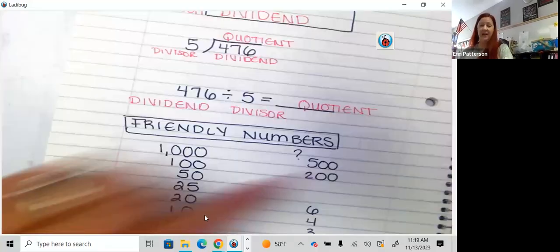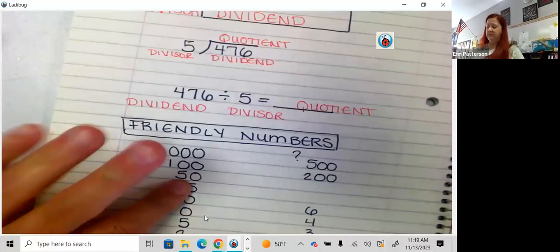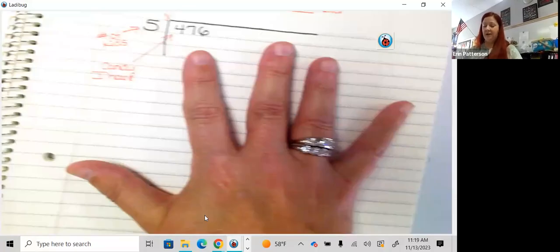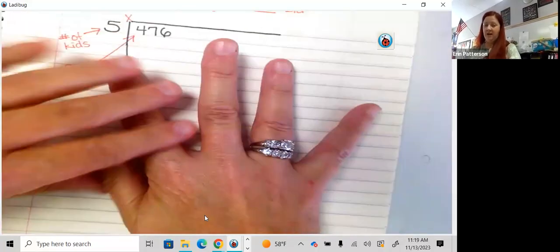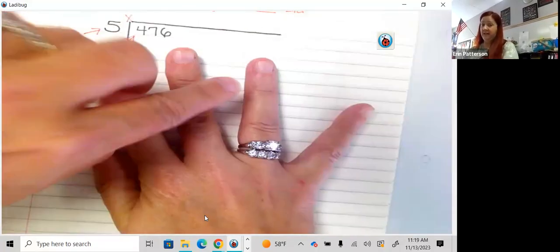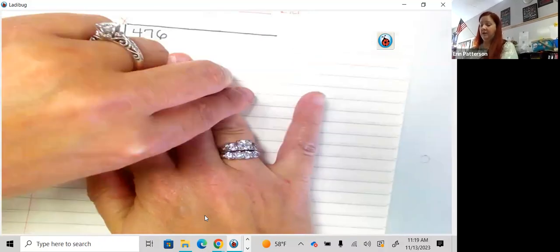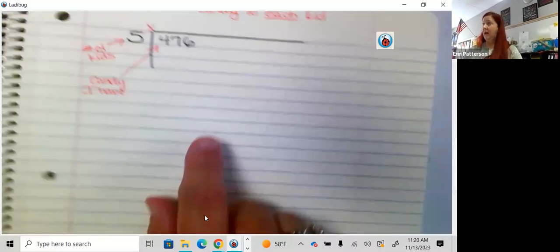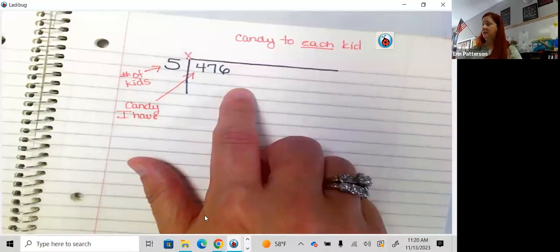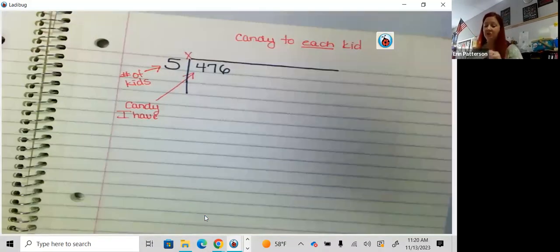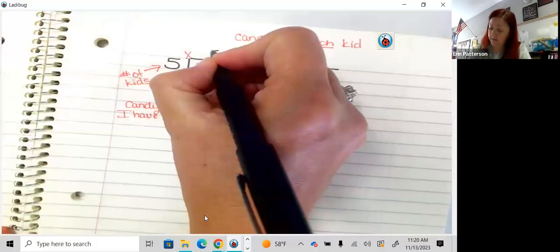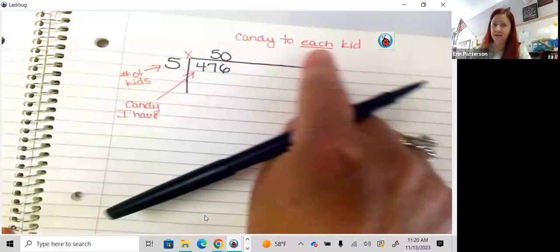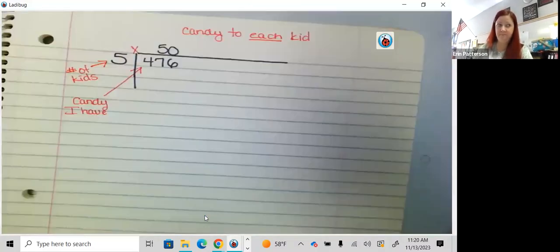So I move on down and I thought, well, I can do 50. Okay, let's see. I got my fingers. 50, 100, 150, 200, 250. Okay, can I do 250? Yes. Okay, so I'm going to give each kid 50. This is the candy to each kid, 50.